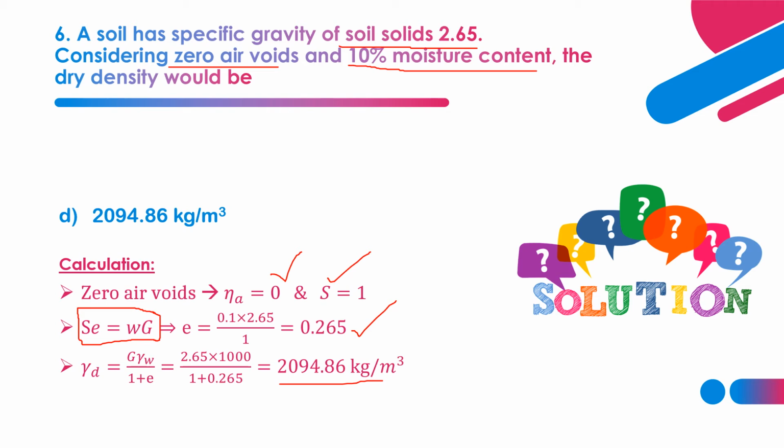Here the most important thing they have asked is the 0 air voids, nothing but eta a, or percentage air voids, is 0 and degree of saturation is 1. It has to be understood, and only then can we do the correct calculation. Now let's move on to the 7th question.